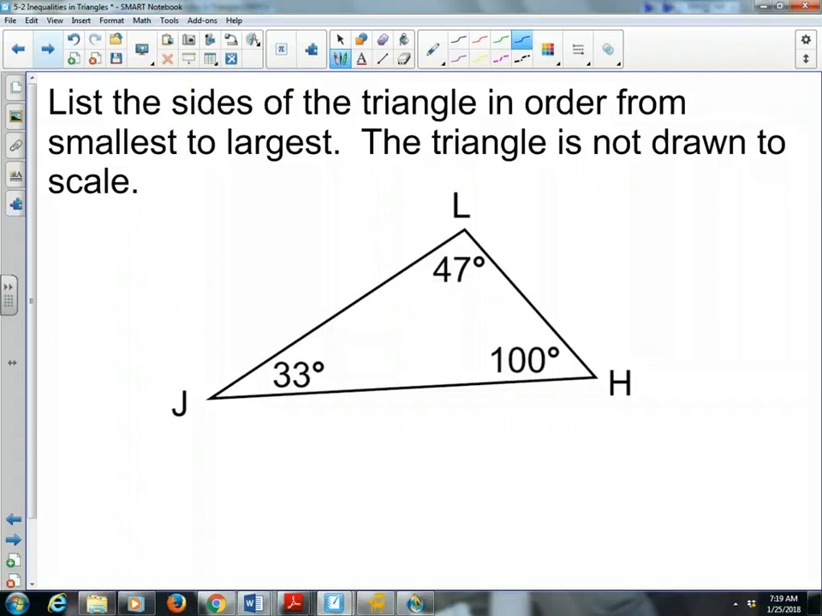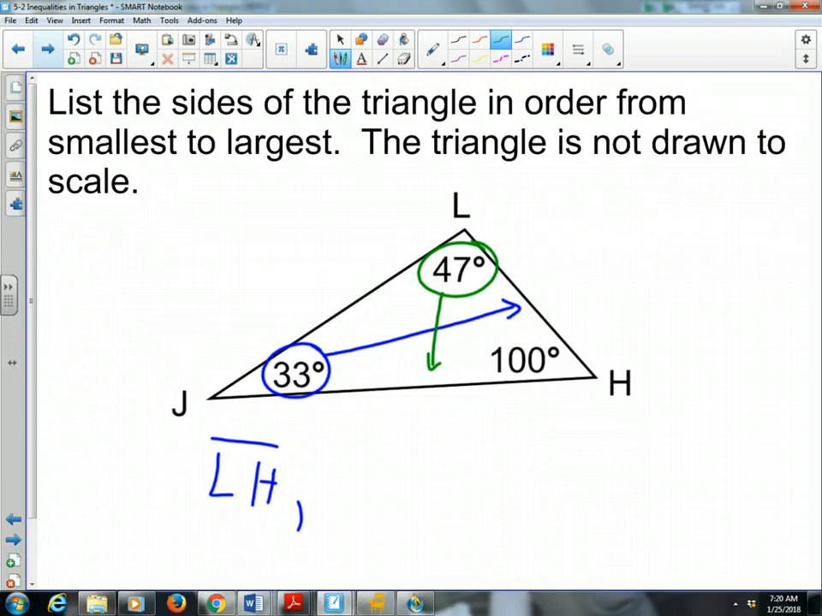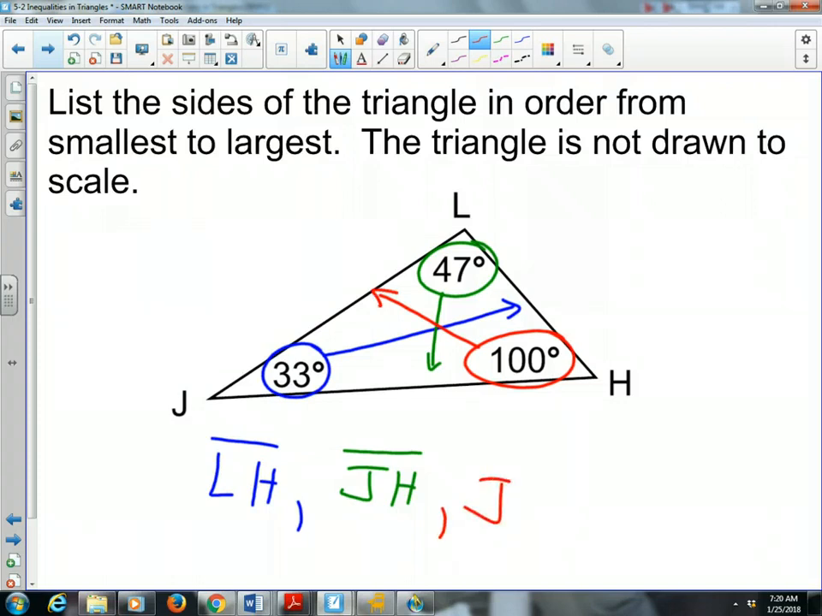So if it's list the sides from smallest to largest, I've got to look for the smallest angle. 33, you are the smallest angle. So opposite that, LH, that segment is the smallest side. Next one is the medium. Well, the medium angle is 47 degrees, so opposite the medium angle is the medium side, JH. Even though it looks like it's the largest side, we're saying it's the medium side because the triangle is not drawn to scale. The largest angle is 100 degrees, so opposite the largest angle is the largest side. So segment JL is the largest side.